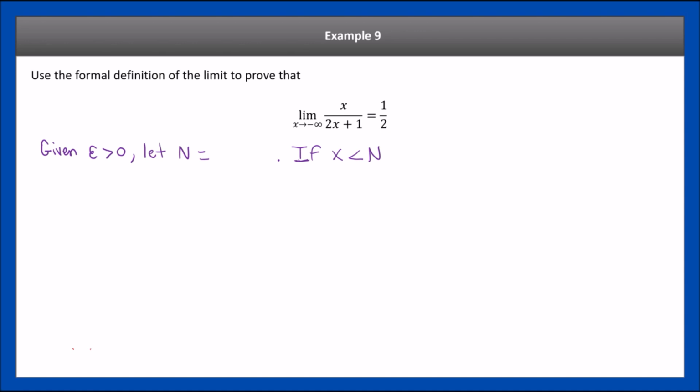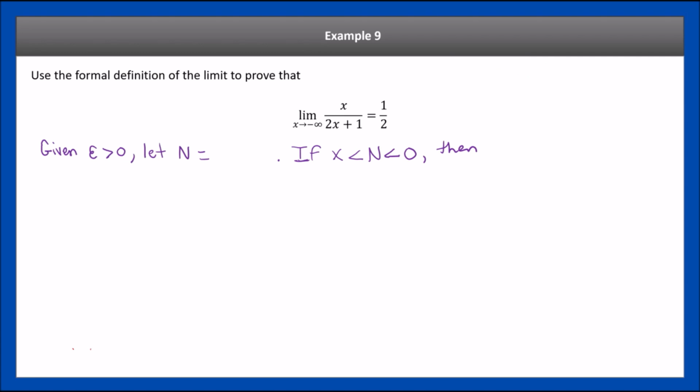Now we're going to assume that n is less than 0. Remember the definition of the limit: for all epsilon greater than 0, there exists an n less than 0. So we're supposing that. According to the definition of the limit, these are both negative quantities, x and n, but x happens to be less than n, we were supposing. So if x is less than n, then we want to show that the absolute value of f of x minus L is less than epsilon. That's what we want to show.